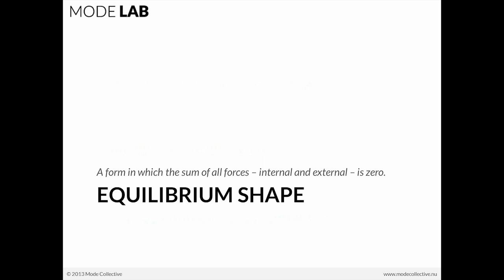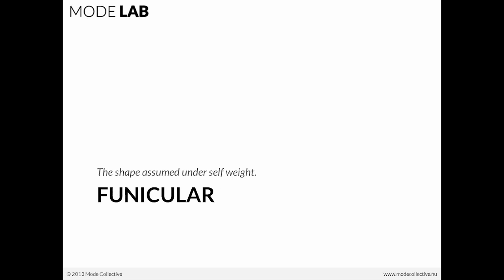And what we're going to be looking at are the types and ways to arrive at equilibrium shapes, right? And an equilibrium shape is really just a form in which the sum of all the forces, those that are both internal and external, ends up being zero. Right, so a couple examples of that. There may be a little bit more tangible. If we're talking about equilibrium shapes, let's talk first about funiculars. Right, we ended the last course on this topic, and we'll pick back up from there now.